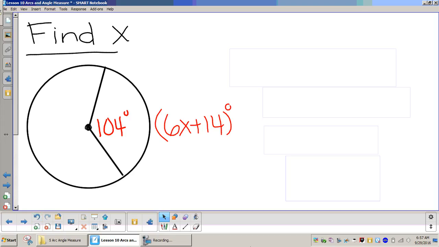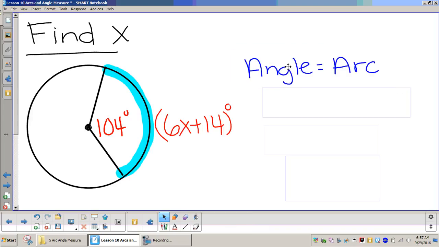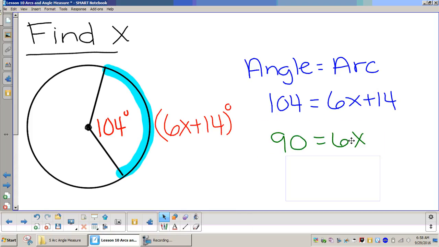So I have this angle of 104 degrees, and it creates this arc right here. And I've told you the arc is 6x plus 14 degrees. So I can use the relationship that the angle is equal to the arc. And then I can plug in the information I know. The angle is 104, the arc is 6x plus 14. And then it's just back to algebra like we've been doing all year. And if we were to plug 15 in here for x, we would find that 6x, or 6 times 15 plus 14, is equal to 104.